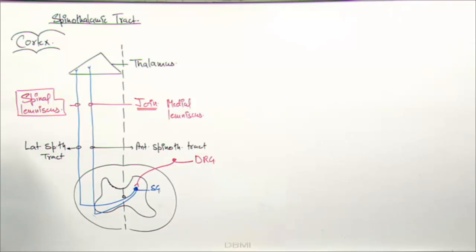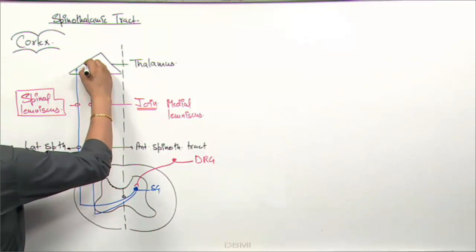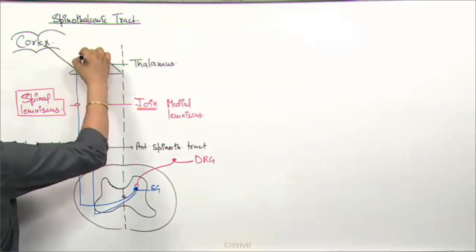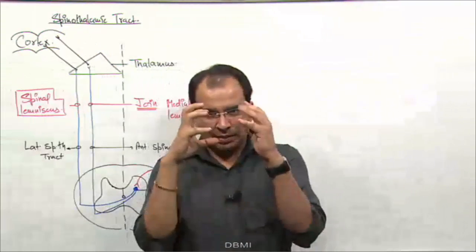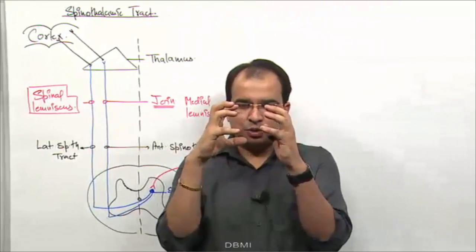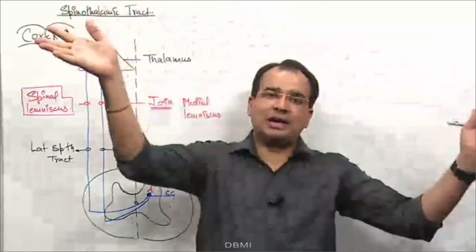They reach the thalamus, relay in the thalamus, and from the thalamus we have the next order neuron which are starting here, which are going towards the cortex. Anything which comes to the thalamus, see, thalamus is somewhere in the middle. Anything which comes to the thalamus, it will radiate into the cortex in different directions. So we call it corona radiata.